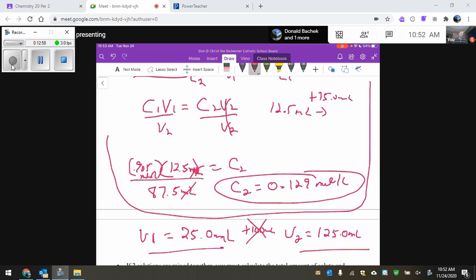Is that good? Okay, so just keep that in mind. Most of the questions you get, like in today's homework, will tell you V1 and V2, or they'll tell you C1, C2 and V1 and ask you to find V2. If the question talks about adding something, then we may have to worry about this, but 98% of the time they tell you V1 and V2, and we just calculate C1 V1 equals C2 V2. That's it.